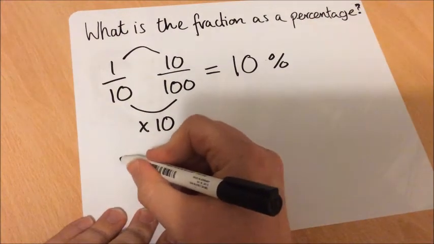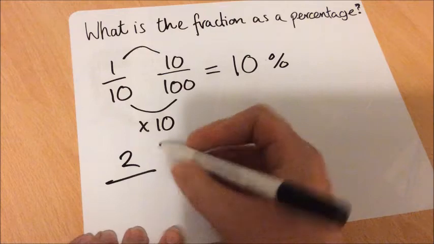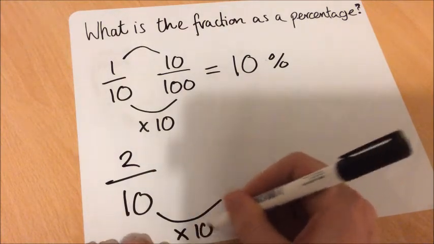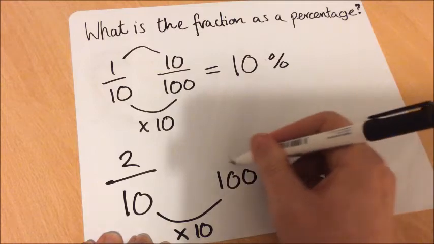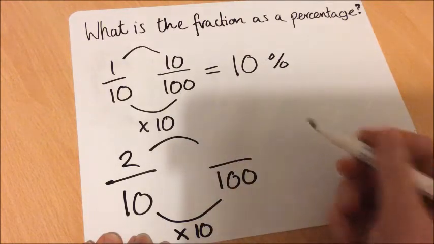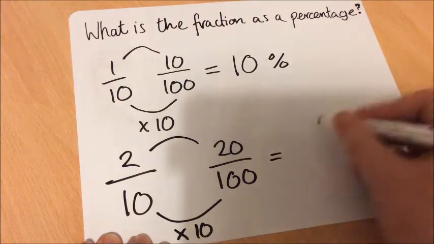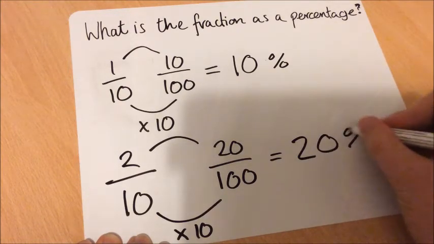Similarly, if you had 2 over 10, times the denominator by 10 to get to 100, then you times the numerator by 10 as well. 10 times 2, 20. So that would be 20%.